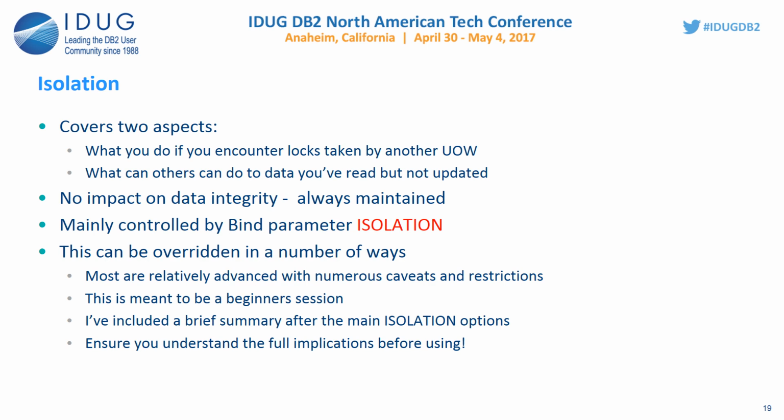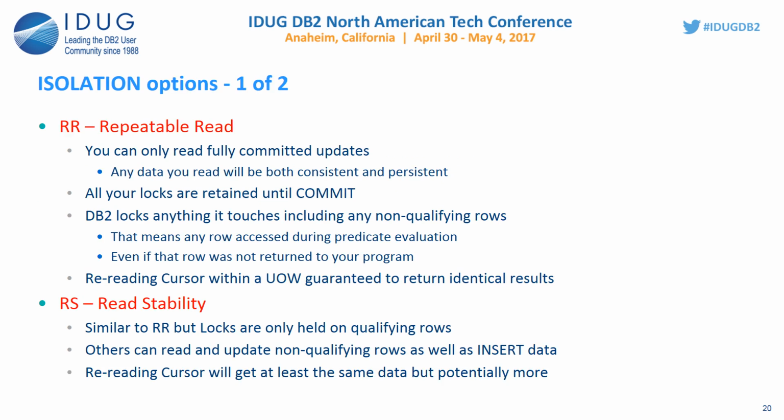So when you bind your plan or your package, there's an isolation parameter. I'll explain what the isolation parameters are. Afterwards, I've got a couple of slides on how to override it. Now those overrides are more advanced topics, but I'm putting them in there for completion purposes. So these are the first two isolation options.